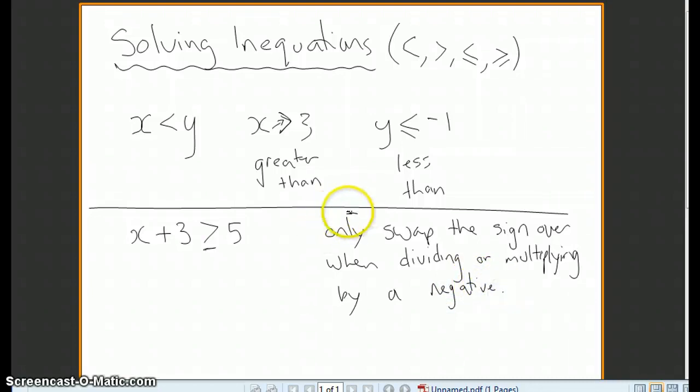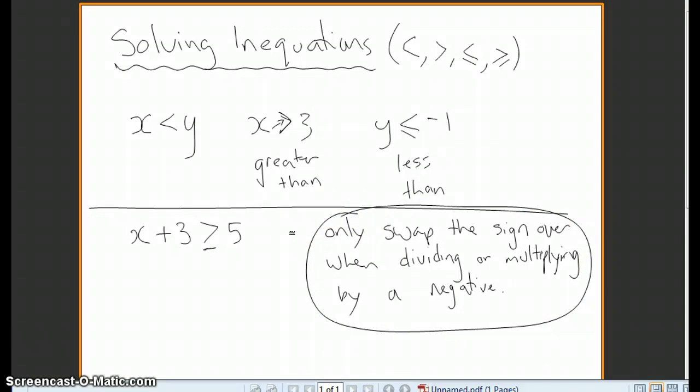Okay, so this is the new rule that you'll need to remember. Let me give you an example. x plus 3 is greater than 5. We need to solve for x.